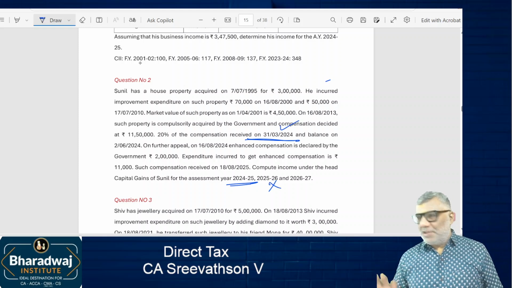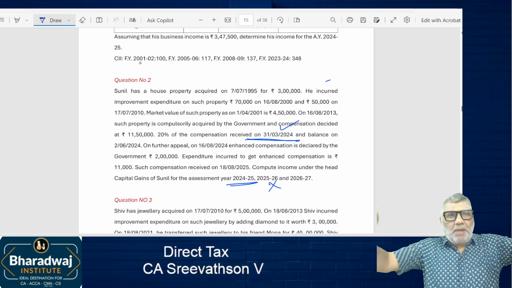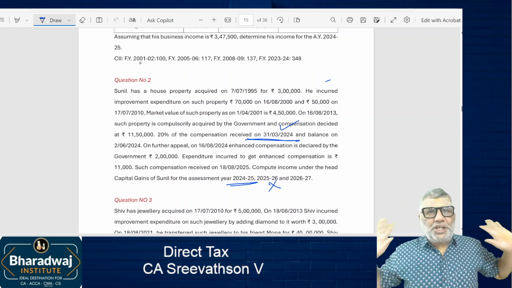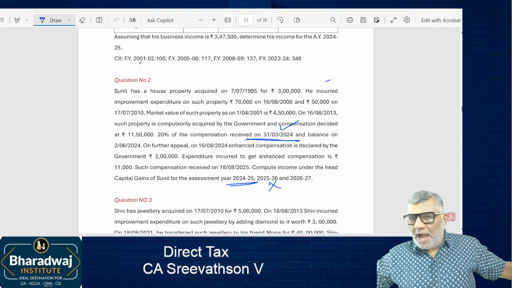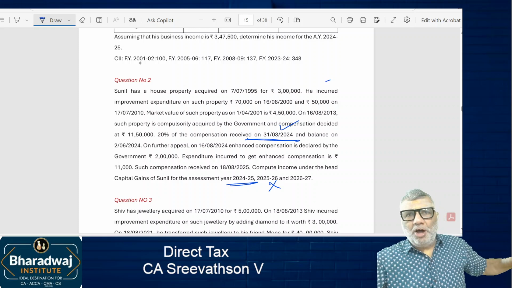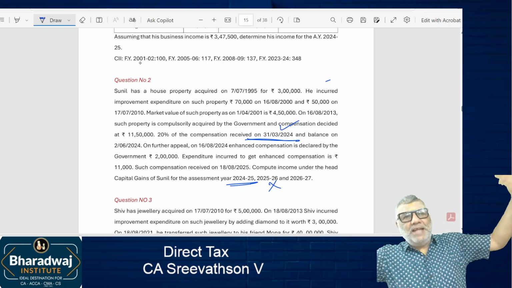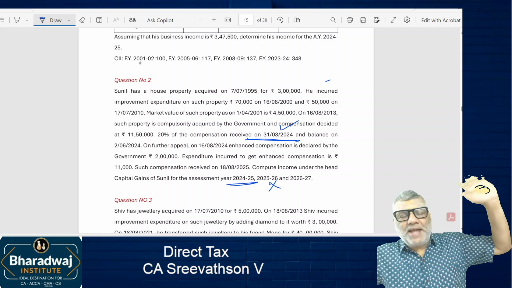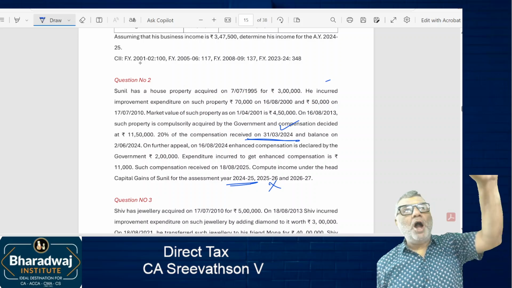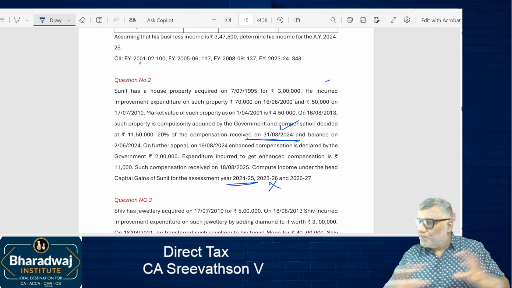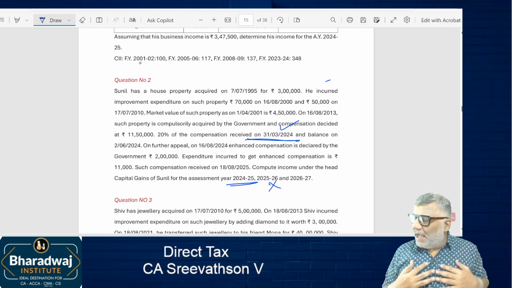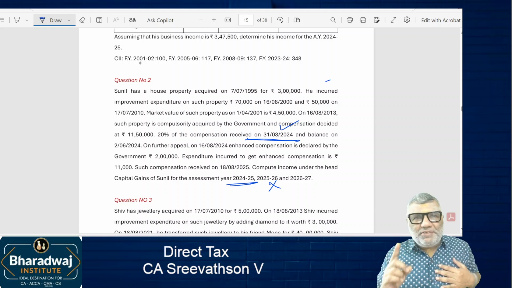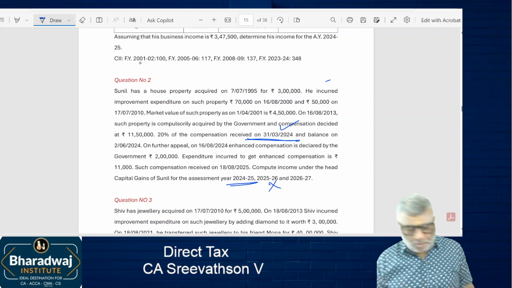For the balances, they will determine the compensation. Compensation is 11,50,000. That is determined. I first pay 20% or first pay 30%, next pay another 30%, next pay another 40%. Whatever may be the split up, it is always taxable in the year in which you receive the first installment. Okay.